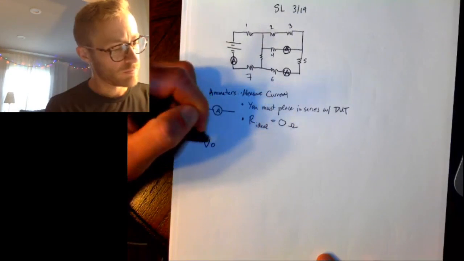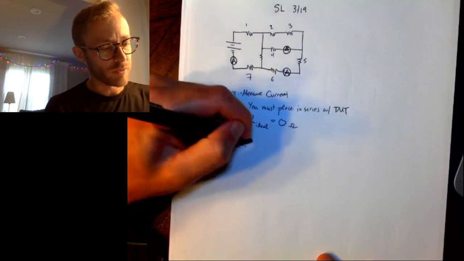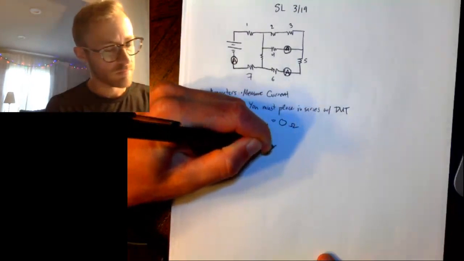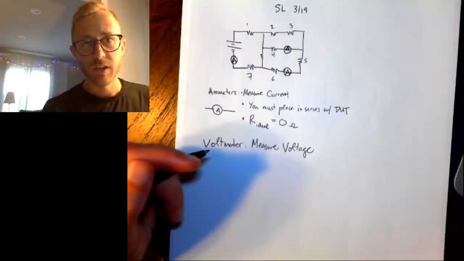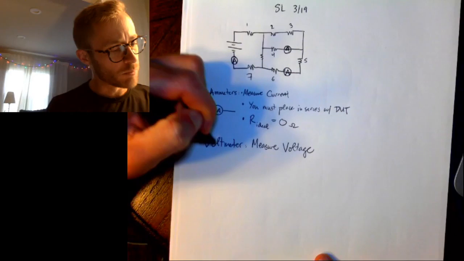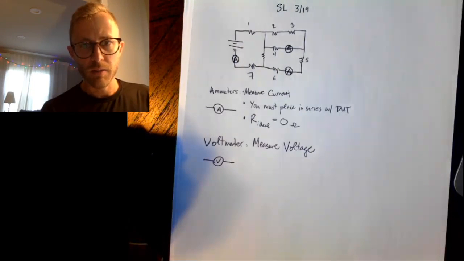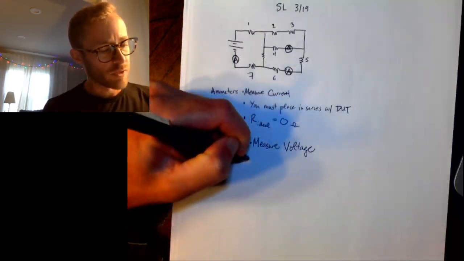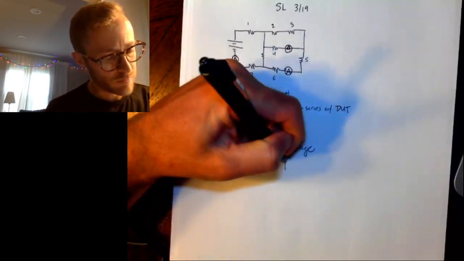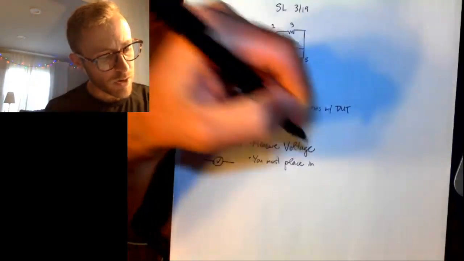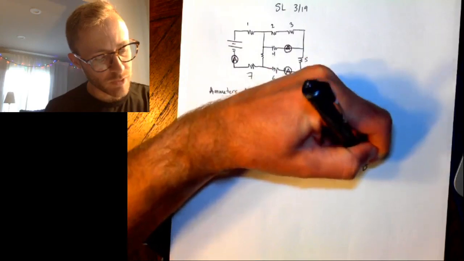Voltmeters, they measure voltage. Also known as they measure potential difference. The symbol for a voltmeter is a V with a circle around it. For voltmeters, you must place it in parallel with the device under test.